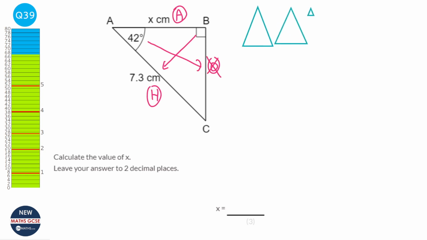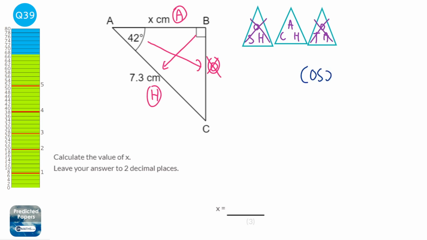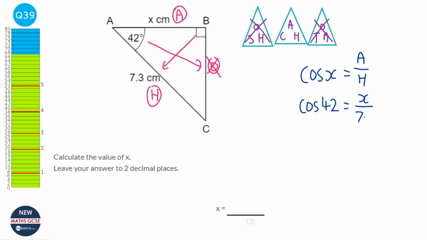So they are going to be SOH, CAH, TOA. We've crossed out the O, so we can cross out the TOA and the SOH, and that leaves us with the CAH. So write out the formula, which is cos x equals a over h. Now the angle is what x represents in our formula, so that's going to be cos 42 equals what a is represented with an x, and the hypotenuse is 7.3.